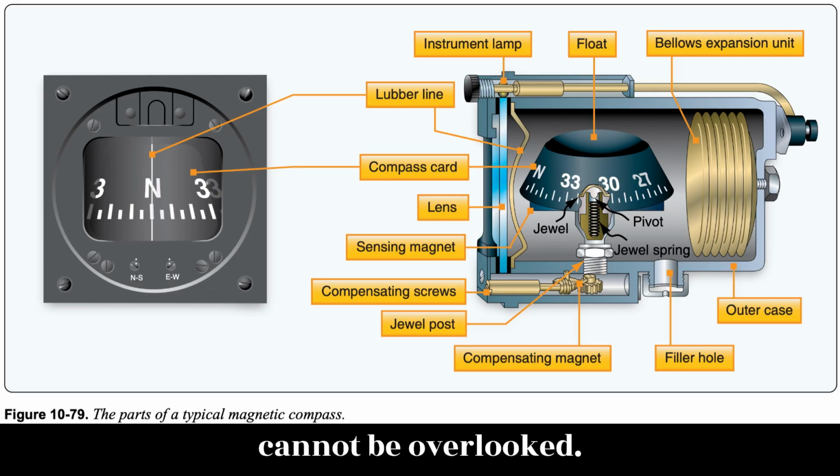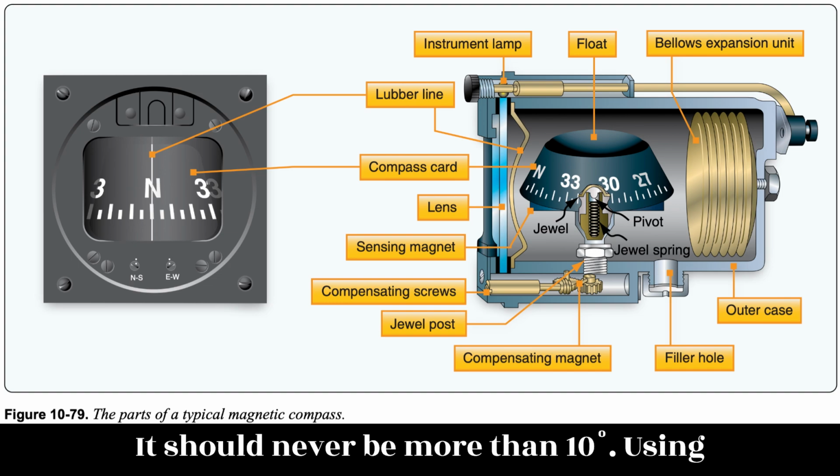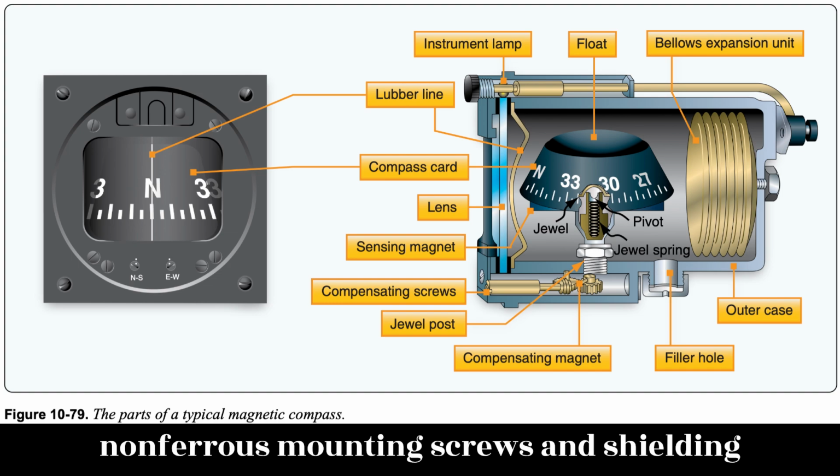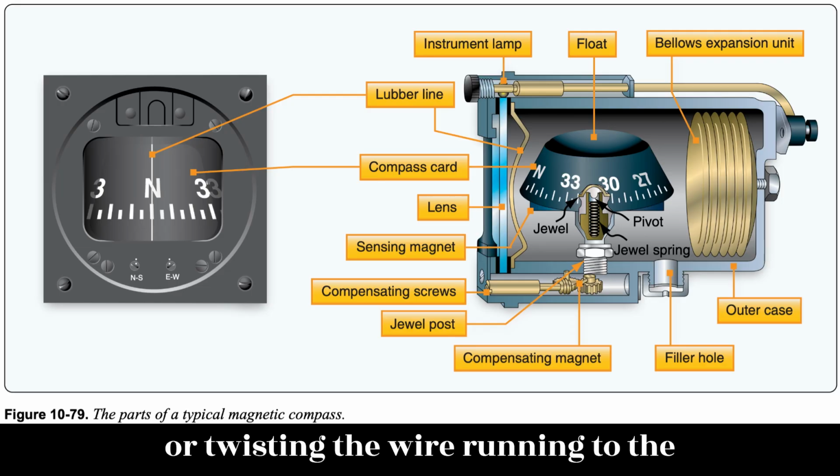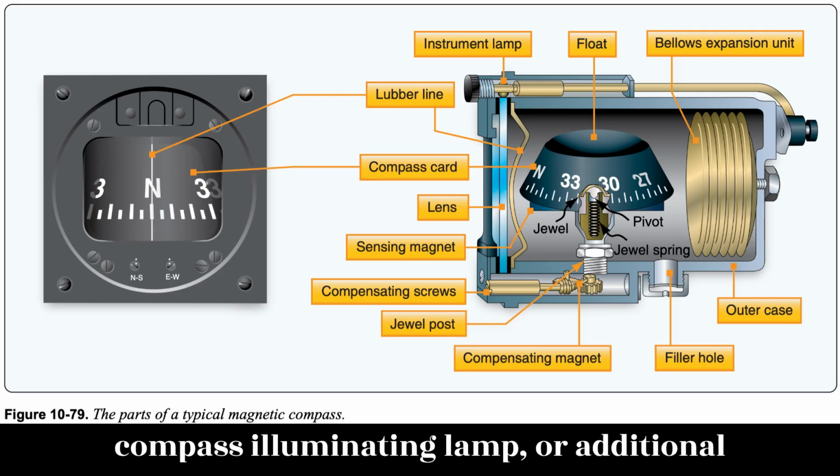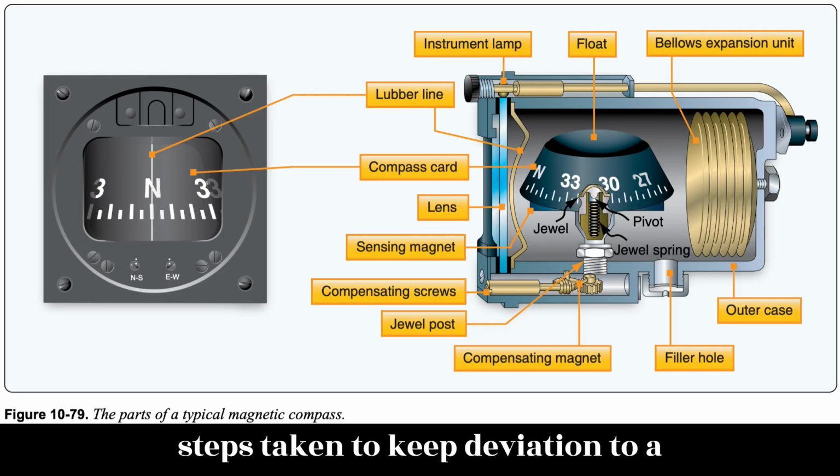Magnetic deviation cannot be overlooked. It should never be more than 10 degrees. Using non-ferrous mounting screws and shielding or twisting the wire running to the compass illuminating lamp are additional steps taken to keep deviation to a minimum.